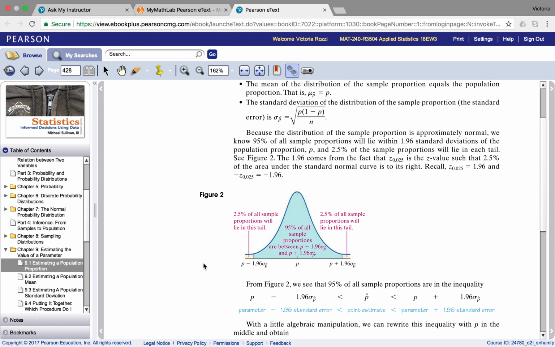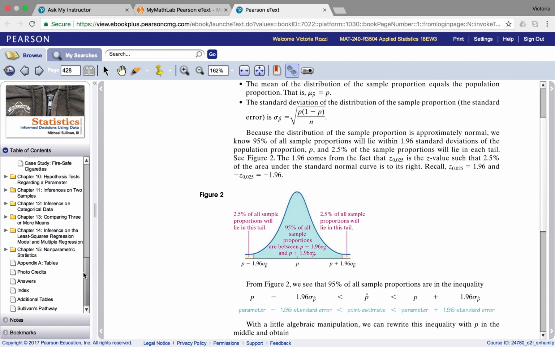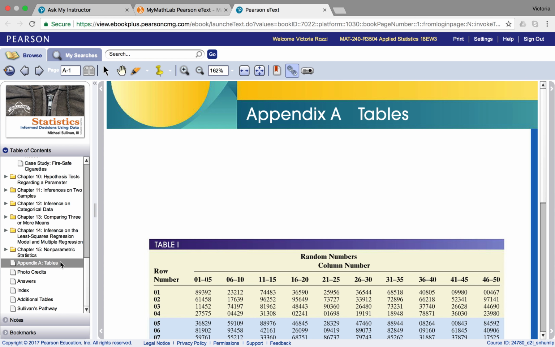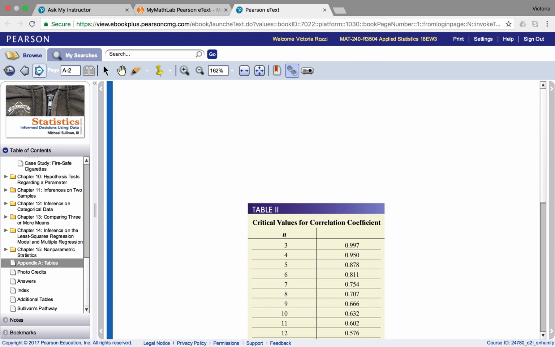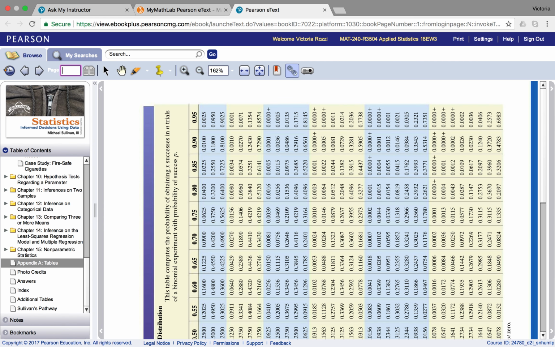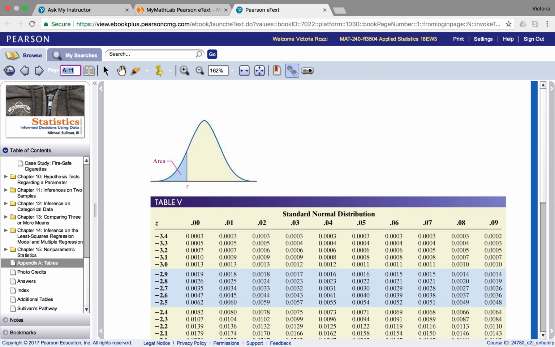Just to show you that table, if you go down in your text to your appendix, that's where all your tables live. I also put a PDF of your standard normal table in one of your announcements for week 2, so you can download it to your desktop and always have it. I believe it's A11 or A12. I apologize for the clicking. This is going to take a little while. I think it's A11. Oh, and I'm right.